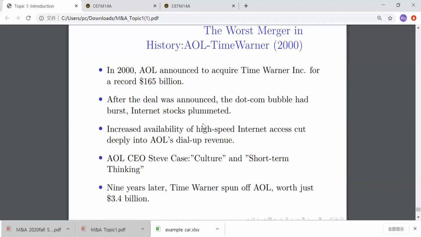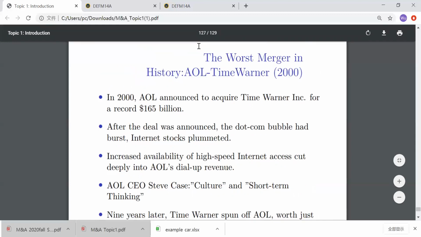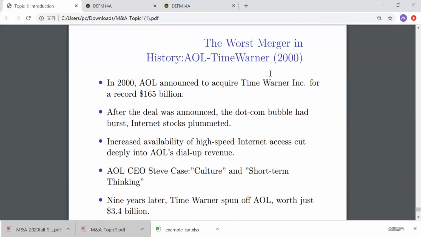The worst merger done during that period is the merger between AOL, American Online, and Time Warner. It was called the worst merger in history because this merger initially cost 165 billion. It was the biggest merger in history. But unfortunately, after the deal was announced, the dot-com bubble busted and internet stocks went down. Also, increased availability of high-speed internet cut deeply into AOL's dial-up revenue.